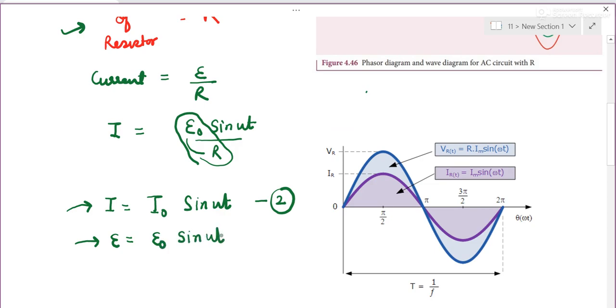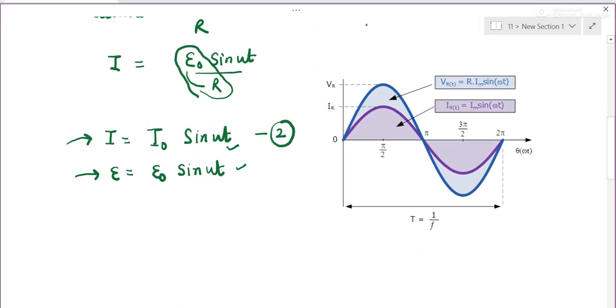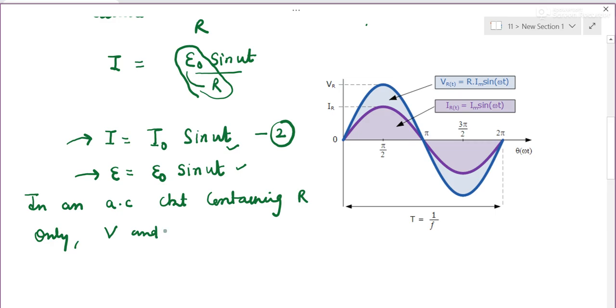So what do you see from here? That both are a function of sine. So it means both are in same phase. It means in an AC circuit containing resistor only, voltage and current, or you can write E and I, are in same phase because they both are a function of sine omega t. They are in same phase, or you can say phase difference is 0.